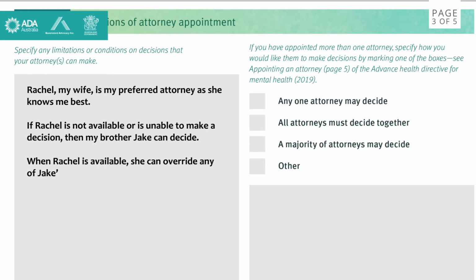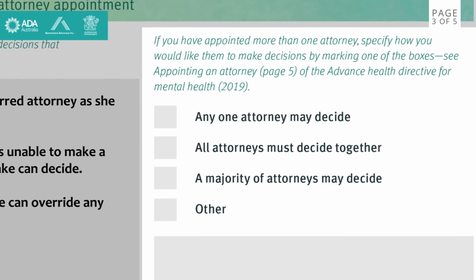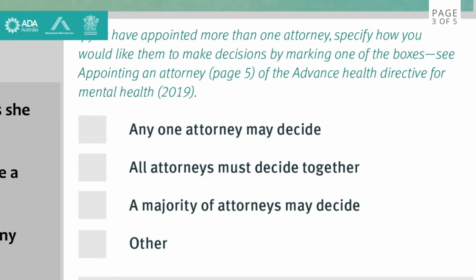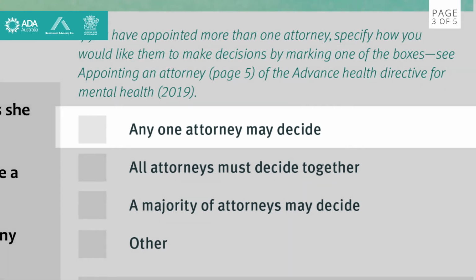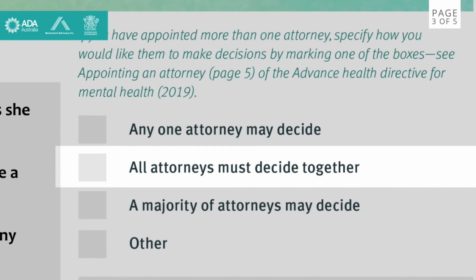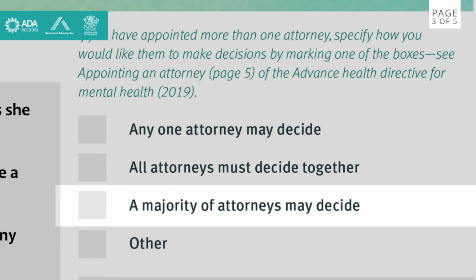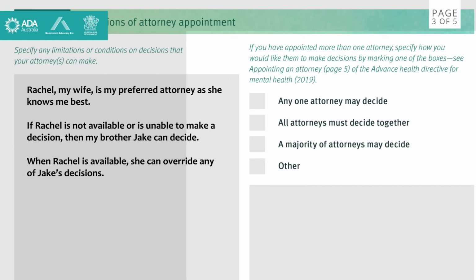If you have appointed more than one attorney, there is another part to this section that asks you to think about how you want your attorneys to make decisions. This can be any one attorney may decide, all of them deciding together, or a majority has to decide. This means if you have appointed 3, then 2 must agree, or another way. Another way could be that the second attorney only makes decisions if the first attorney is not available, just as Chris has put in his AHD. These types of arrangements can be written in the other box.